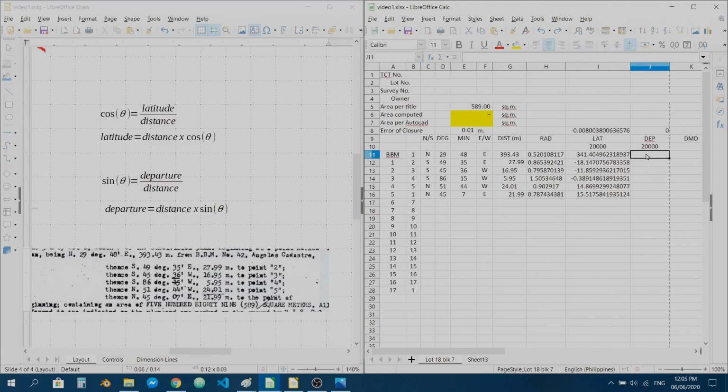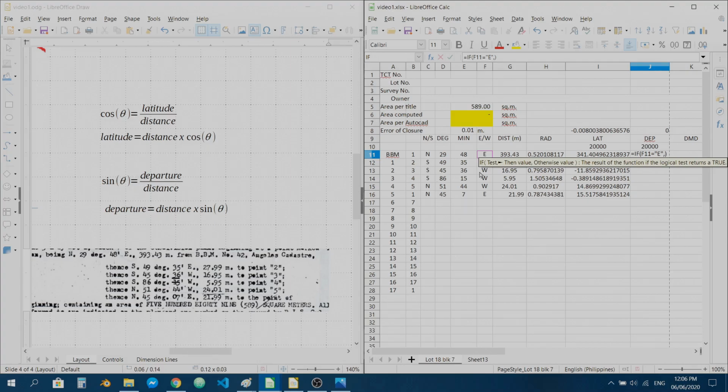Okay. So this is a departure naman. We'll use the same, but instead of cosine function, we'll use the sine function naman. Okay. So let's do that. Equals, if this one, reference, is equals to the east. Okay, pag east, positive yan. So ang value natin for this one is this departure.